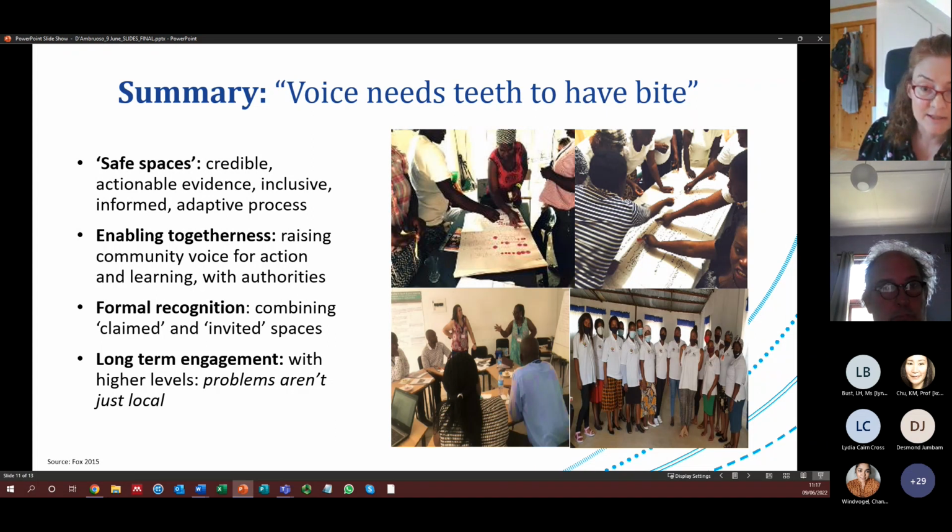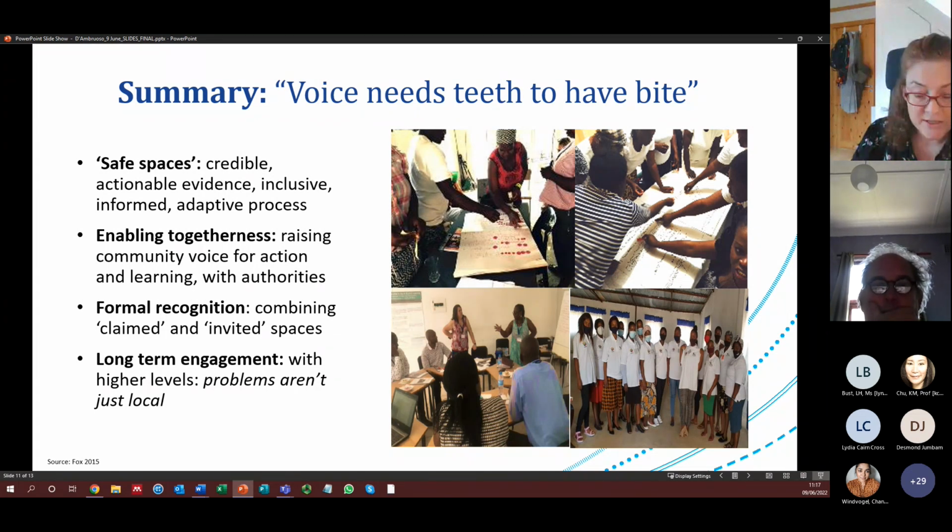Credible, actionable evidence and regular engagement beyond the health sector helped to develop new ways of thinking, collaborative mindsets and enabled uptake. So through the process, there were some gains raising community voice through more context-specific processes over time in those iterative cycles. The authorities embraced the process.